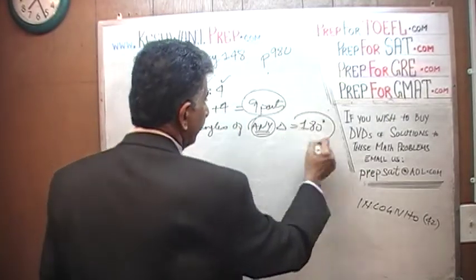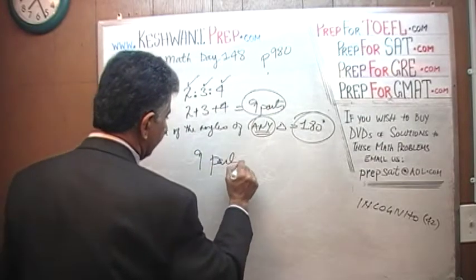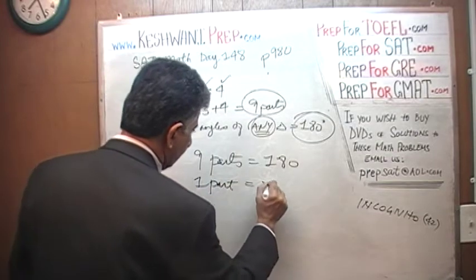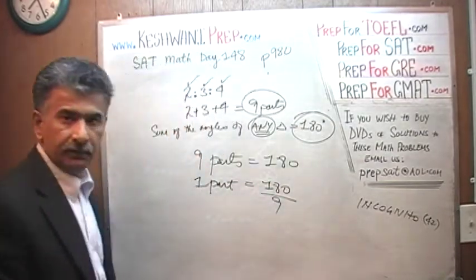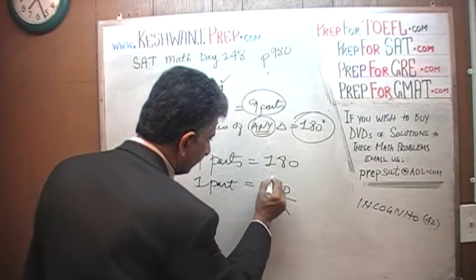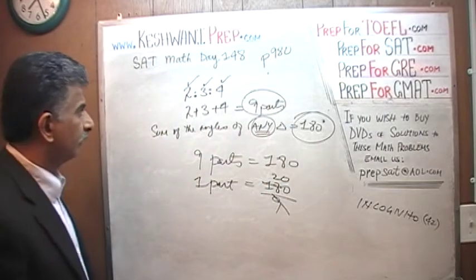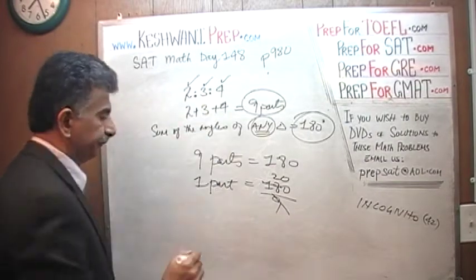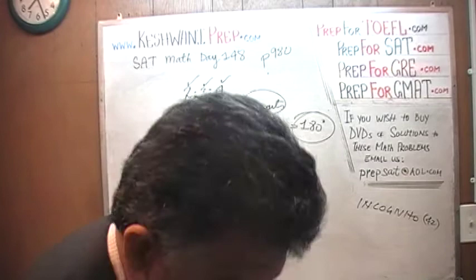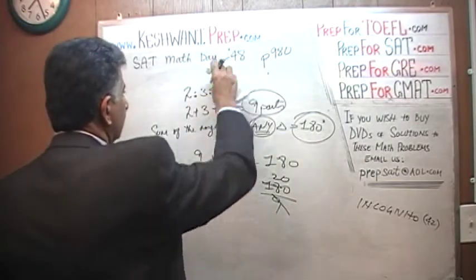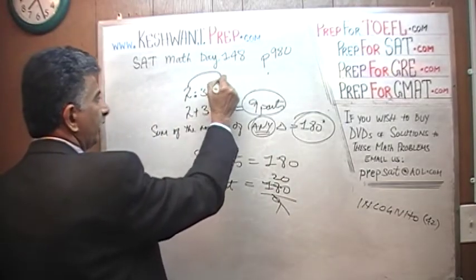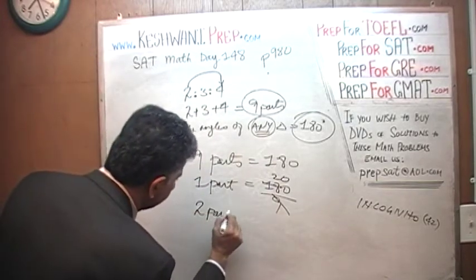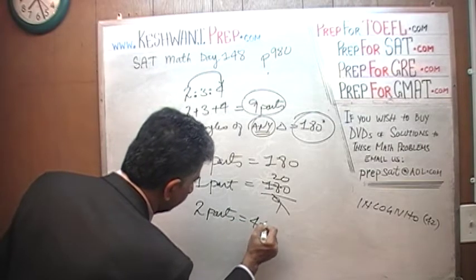We have 9 parts and they equal 180. Therefore 1 part will equal 180 divided by 9. Divide top and bottom by 9, and 18 has 2 nines in it. So each part equals 20 degrees. And the difference between the smallest angle and the largest angle is 2 parts. 1 part equals 20 degrees, so 2 parts equals 40 degrees.